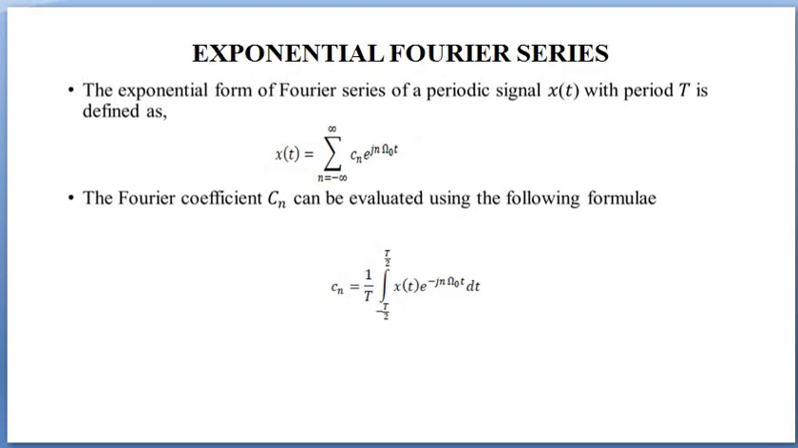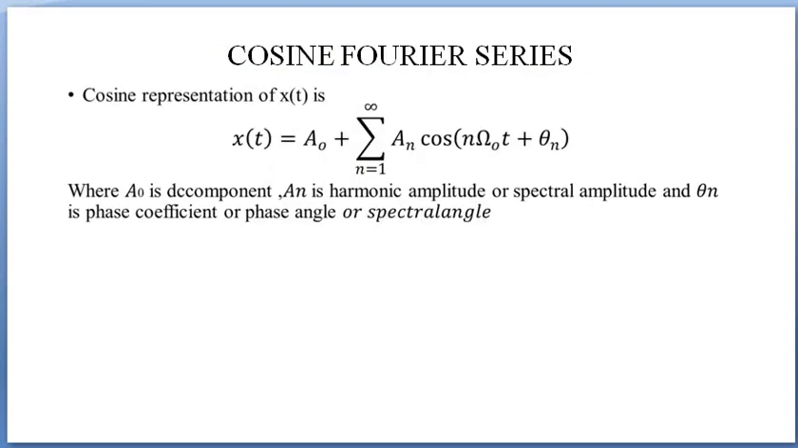Exponential Fourier series. The exponential form of Fourier series of a periodic signal x of t with period T is defined as x of t equal to summation n equal to minus infinity to infinity c n e power j n omega naught t. The Fourier coefficient c n can be evaluated using the following formula. c n equal to 1 by T integral minus T by 2 to T by 2 x of t e power minus j n omega naught t dt.